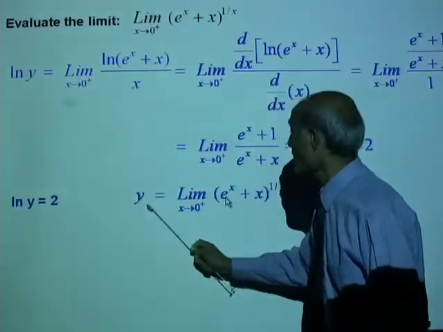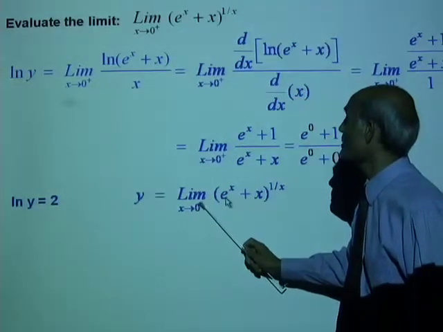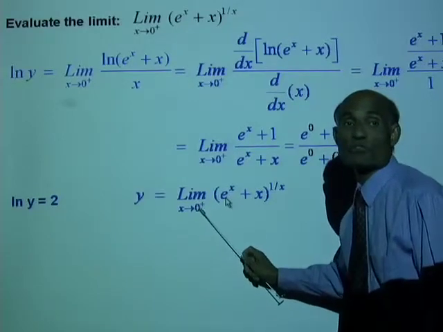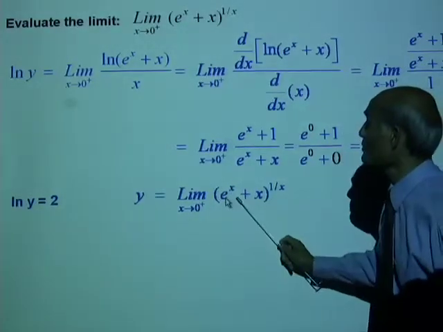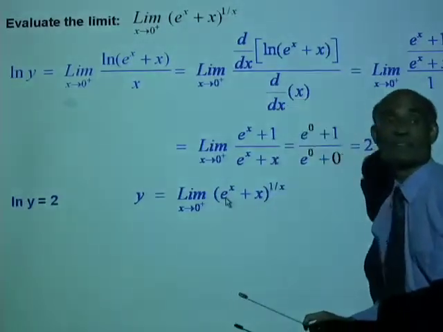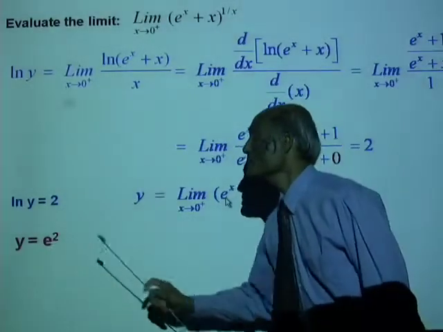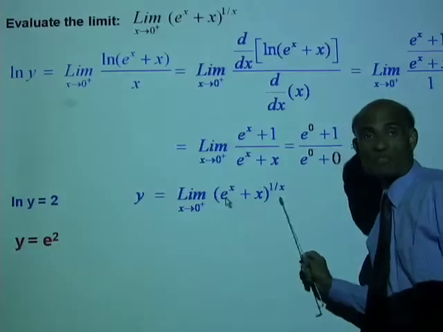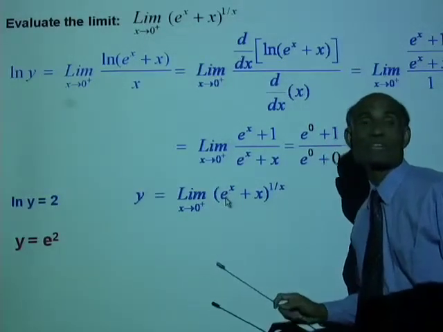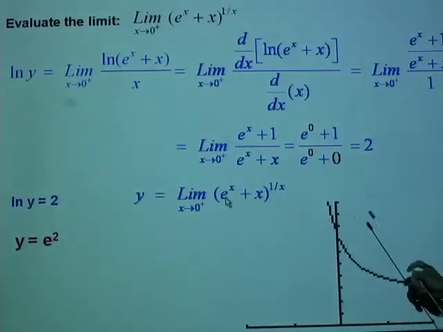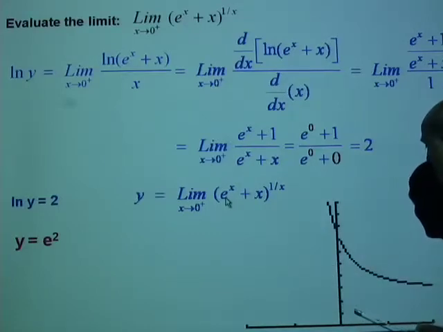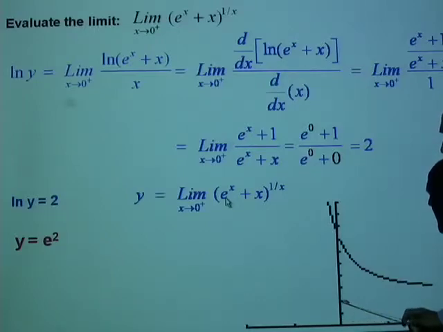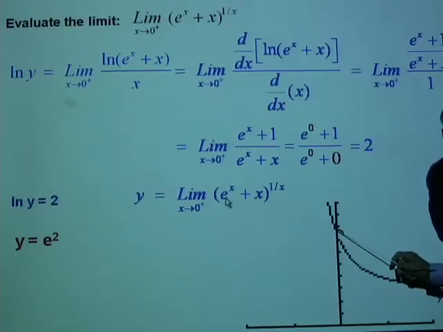So we have y equal to limit x approaches 0 from the right of this quantity, and that gives you y equal to e to the power of 2. That means the value of this limit is e to the power of 2. And here I have the graph of that quantity. As x approaches 0 from the right, the value of the expression becomes e to the power of 2. This is actually e to the power of 2.